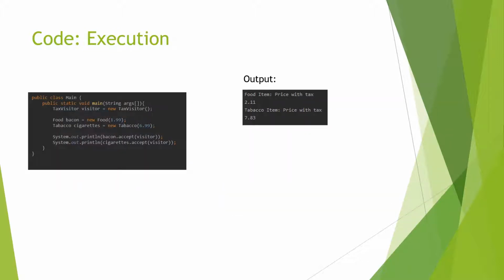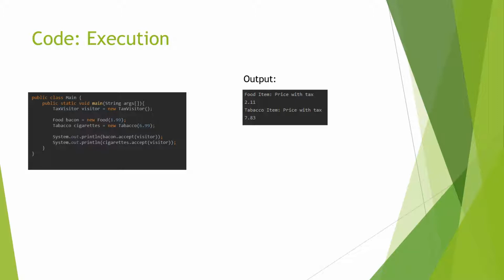And then finally, we have the actual execution of the code, which we have our main function, or our main class, which calls the tax visitor, which we call visitor. We have our food. In this case, we're going to use a specific example of bacon, which we say costs $1.99, whether or not it actually does. And then we have our tobacco, which will be our cigarettes, which costs, in this case, $6.99.